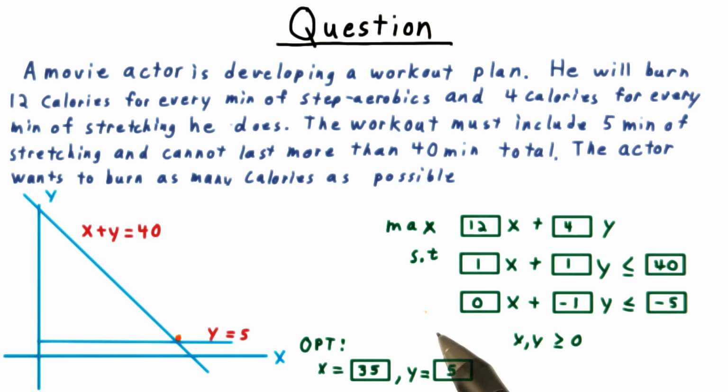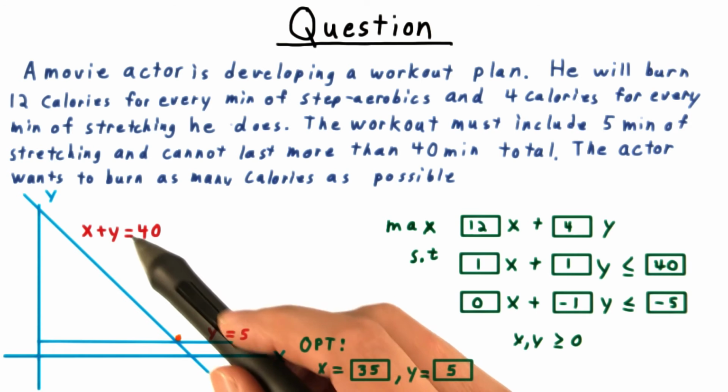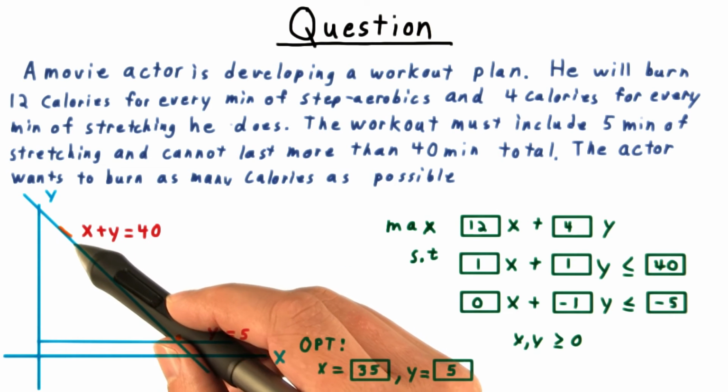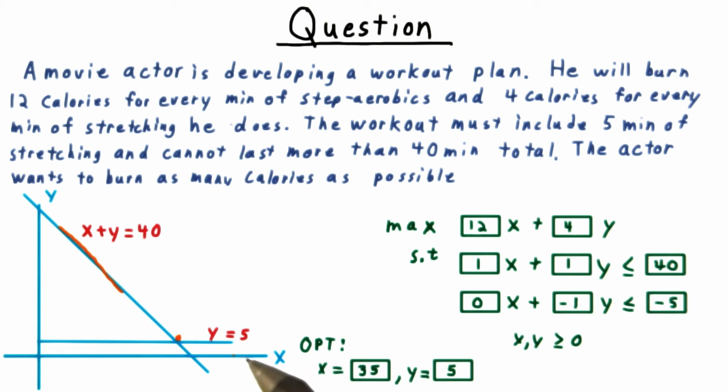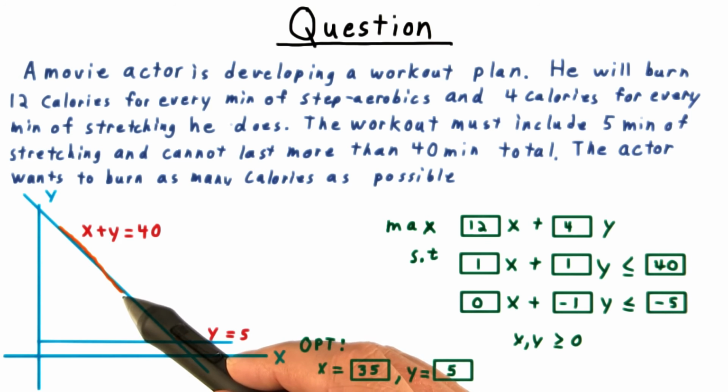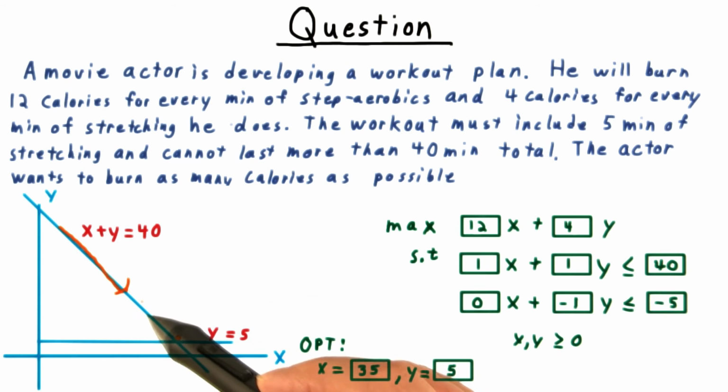But why was it so obvious? Maybe you realized that more exercise was better and started thinking about constraints somewhere along here that used up all 40 minutes. Because step aerobics burn more calories, you realized that you would want to do as many of them as possible, pulling you along this constraint downward towards this vertex.